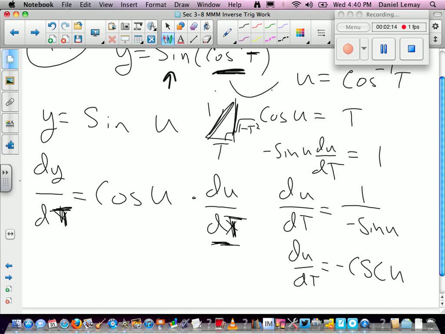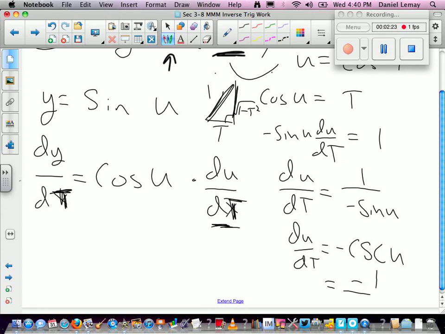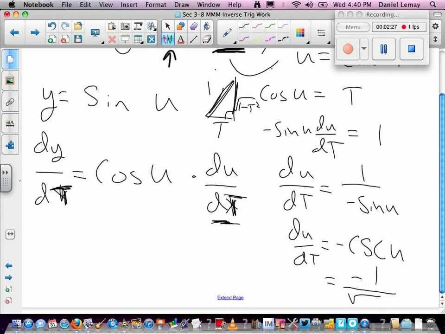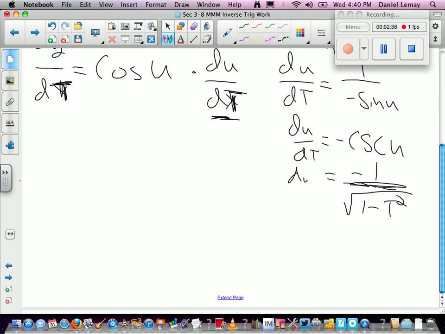Okay, so then I go back up to my triangle here, and I see the cosecant of u is 1 over the square root. So negative 1 over the square root of 1 minus t squared. Okay, and that's what du/dt is.